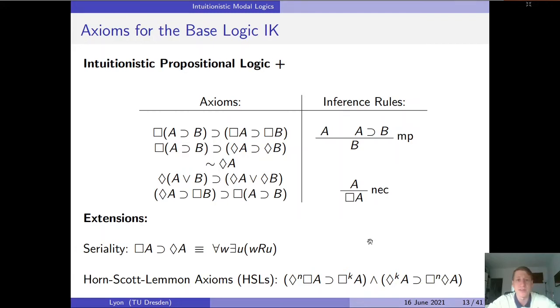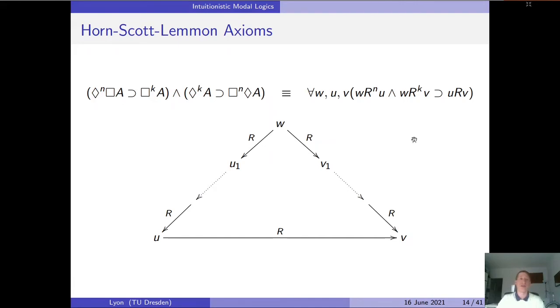So this defines our logics. The logics that we're interested in are IK, extended with either the seriality axiom or any number of Horn-Scott-Lemmon axioms. So let's have a quick look at what frame property these Horn-Scott-Lemmon axioms impose. A Horn-Scott-Lemmon axiom takes parameters n and k, which are natural numbers.